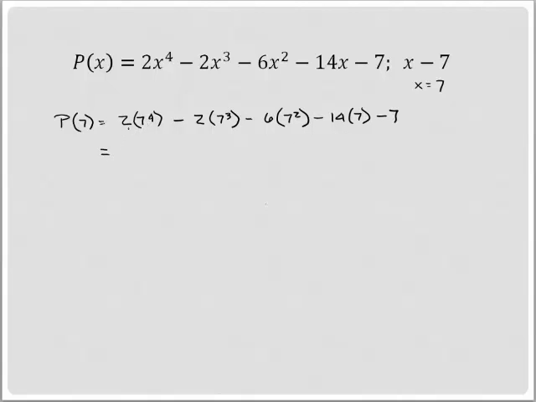7 to the 4th times 2. Oh boy, this is a big number. Wonder what we're going to come out with with these big numbers. 4802 minus 686 minus 6 times 49 should be 294.